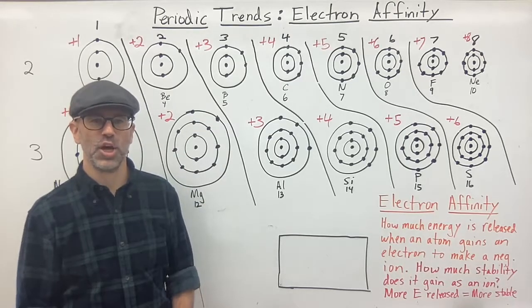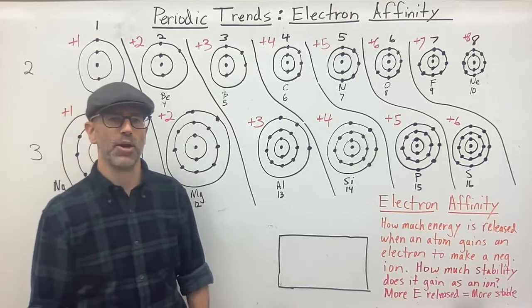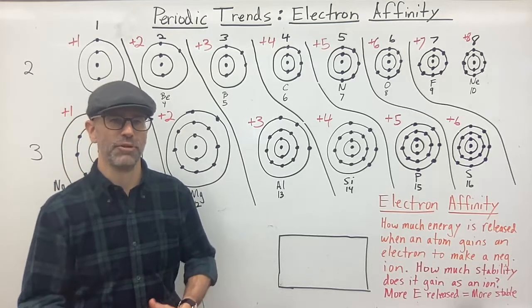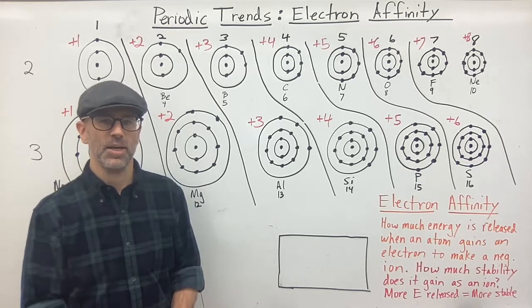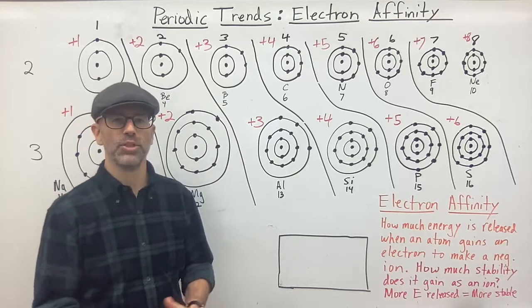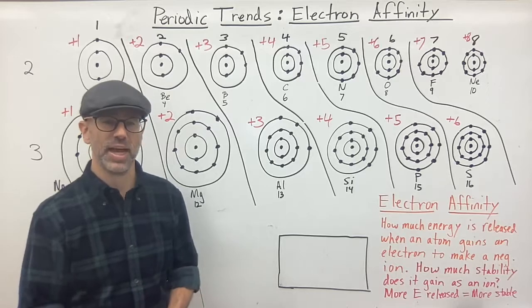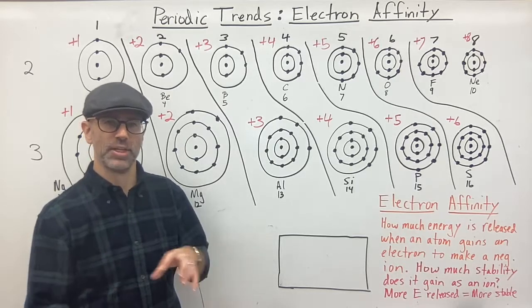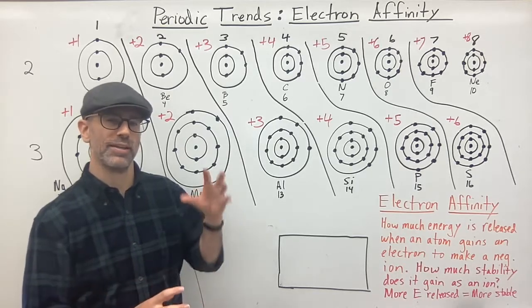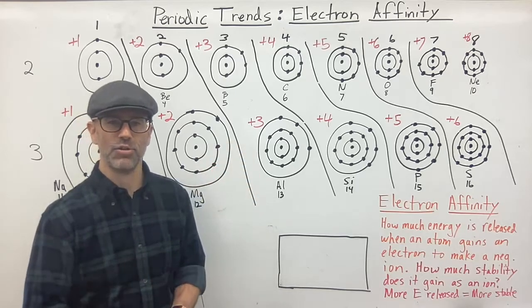My name is Mr. Cobalt, and in this video, we're going to go over the periodic trend of electron affinity. So let's get into this. Once again, we need to keep in mind what's going on with the effective nuclear charge, what's happening to the size of the atoms, and therefore what's happening to the attractive force between the valence electrons and the nucleus.